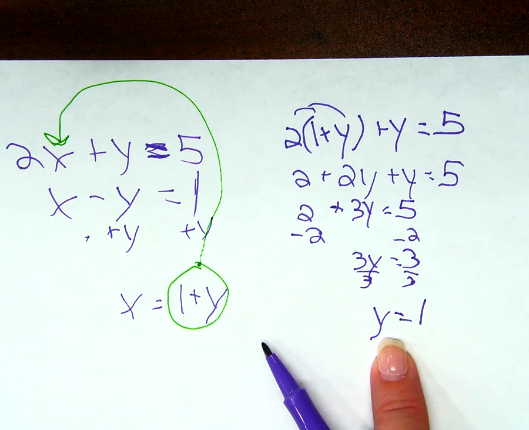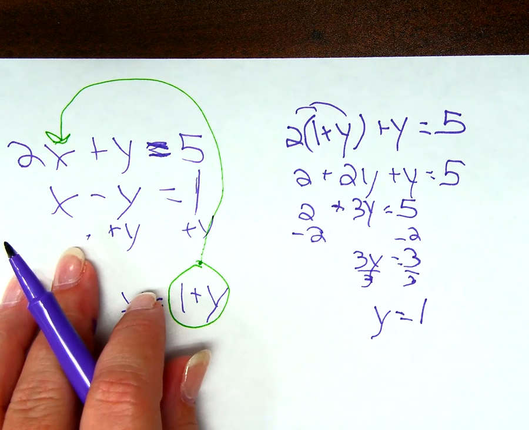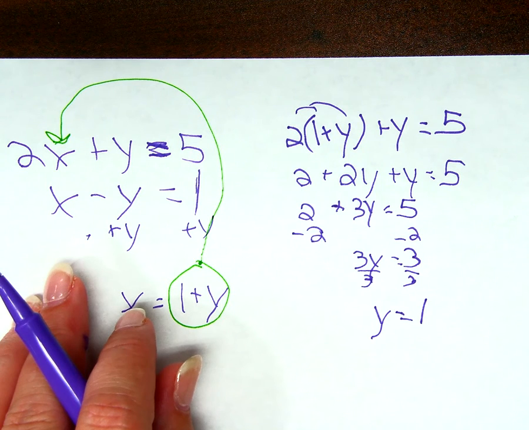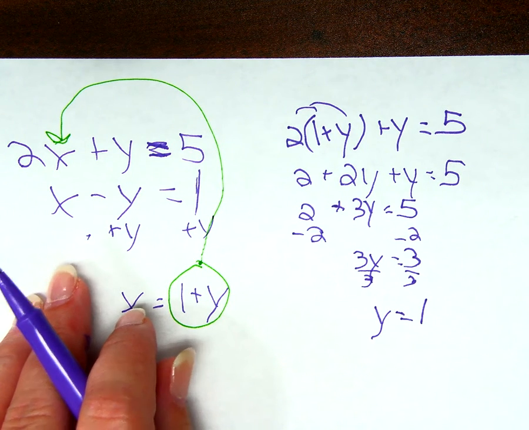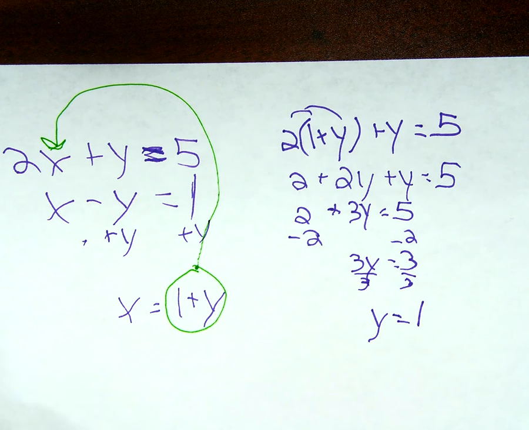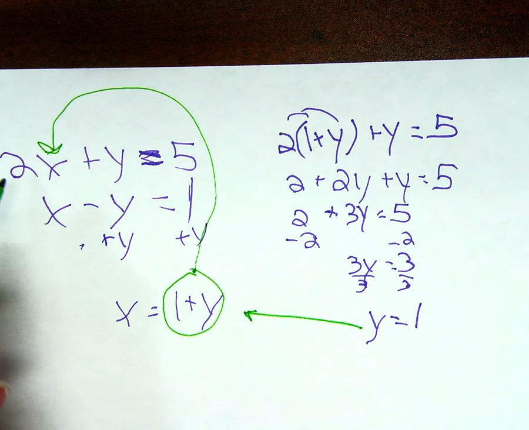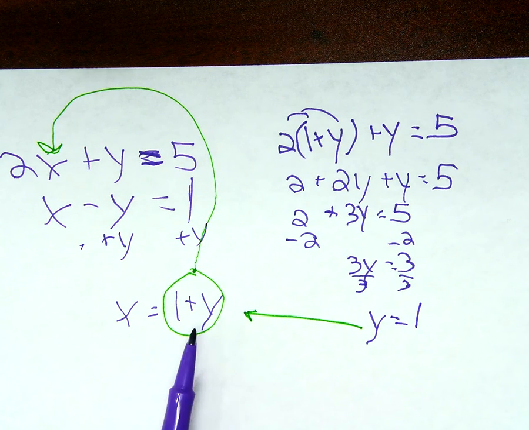Am I done? I'm still trying to solve this system of equations, so my answer is still going to be a what? A point. I know the y. What do I need? The x. Where should I go to find the x? How about right there? Could I go back to one of the original equations and plug it in? Absolutely. But isn't this going to be easier?